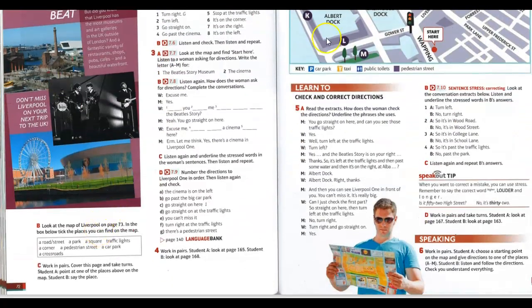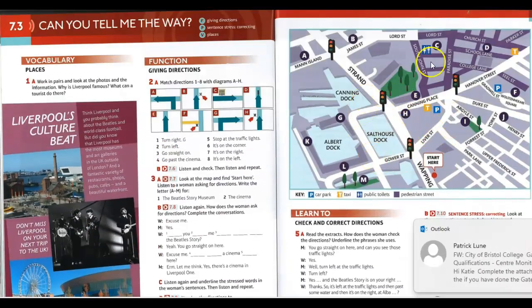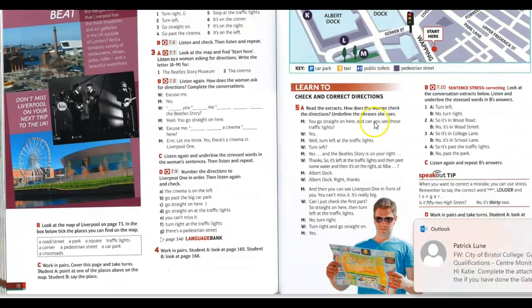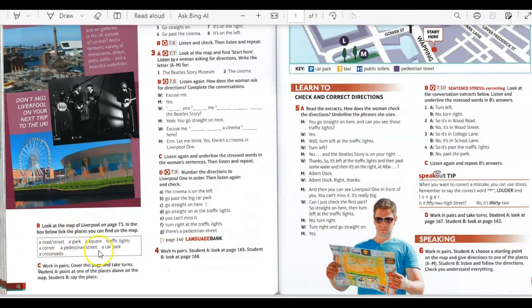And we're going to move straight on to looking at the map, because that's going to be the context for our lesson. So they can look at the map over here on the next page and find these features of the map: the road, a corner, a pedestrian street.